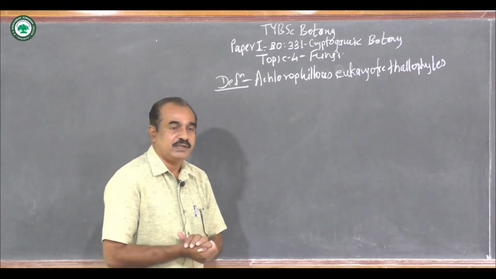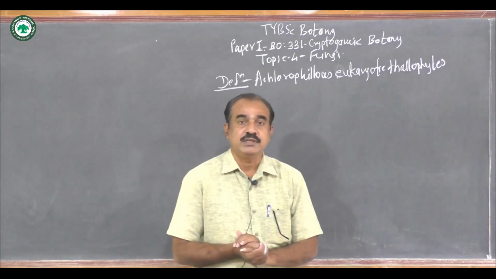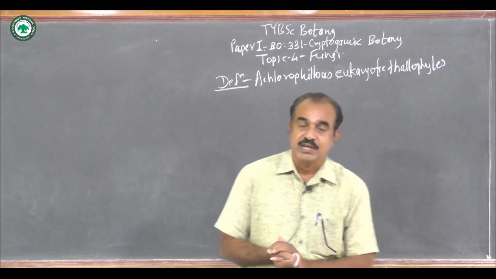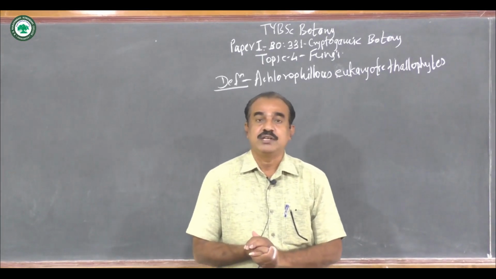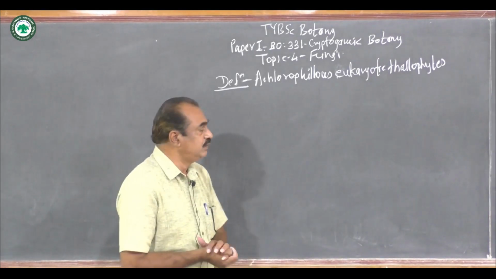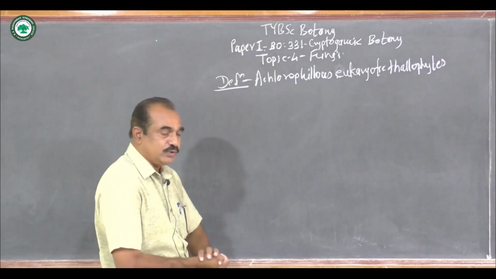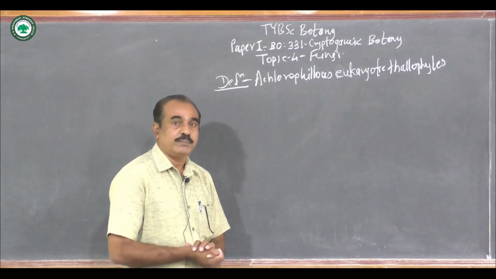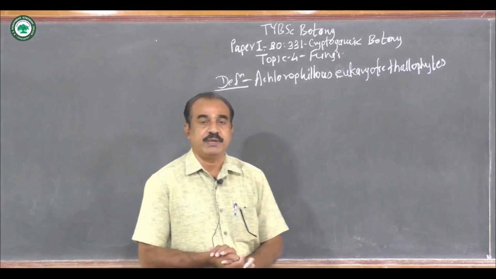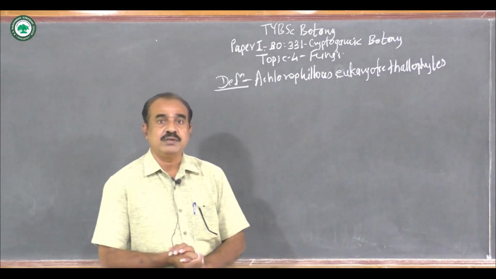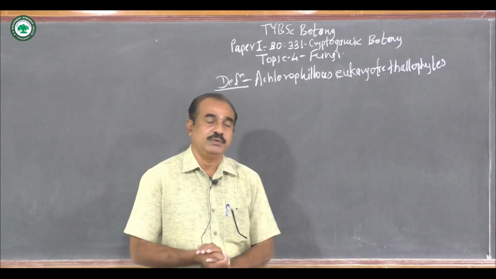Now fungi are generally the cryptogamic plants in which they do not have the flower. So they reproduce with the help of a spore. So such type of plants are called as the cryptogamic plant. Fungi are defined as achlorophyllous eukaryotic thallophytes. Achlorophyllous, that means that they do not have the chlorophyll pigment. So their mode of nutrition is heterotrophic.